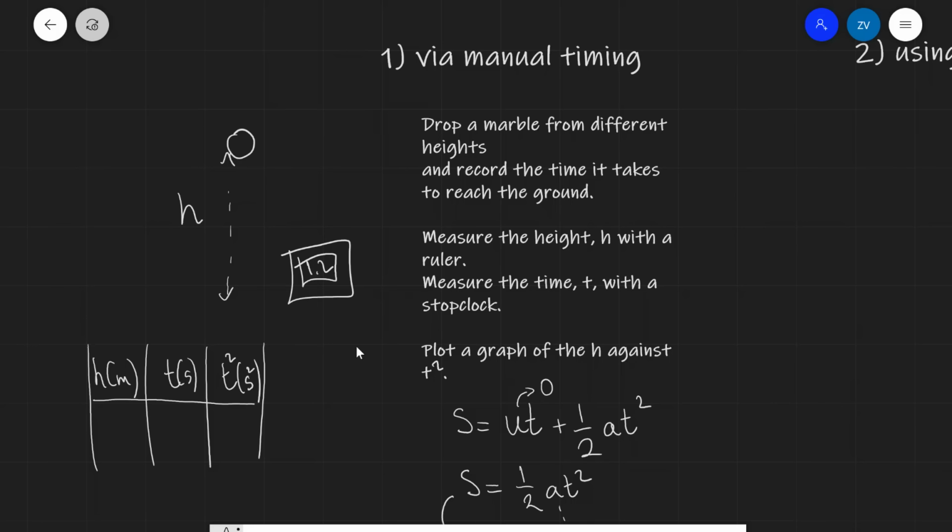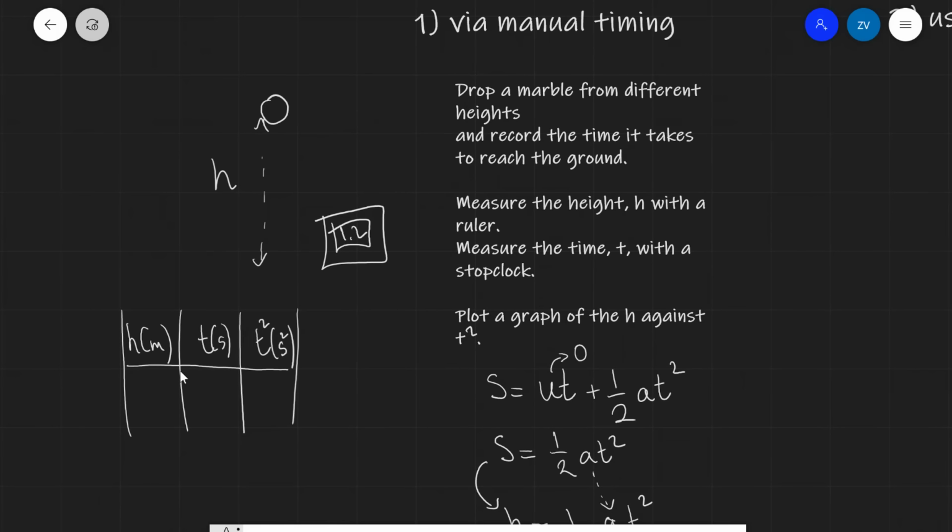After we've done this, we're going to fill in our table of results, which will involve the height measured in meters, our time measured in seconds, and t squared, of course, measured in seconds squared. Remember, it's always good practice to have the units in any table of results. What I'm going to do then is plot a graph of h against t squared.